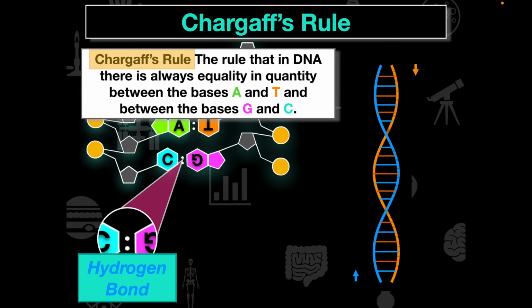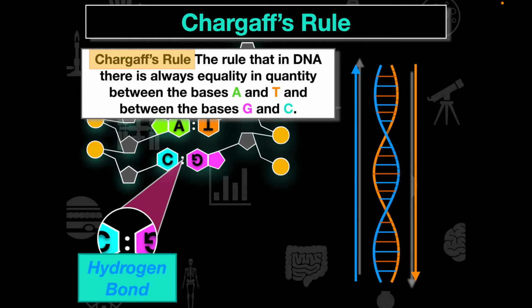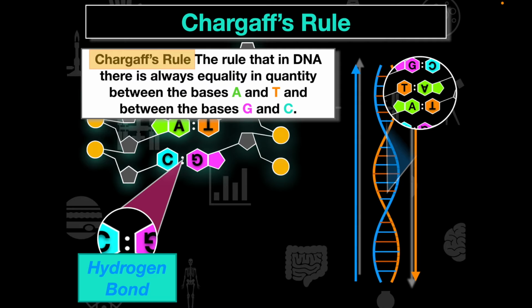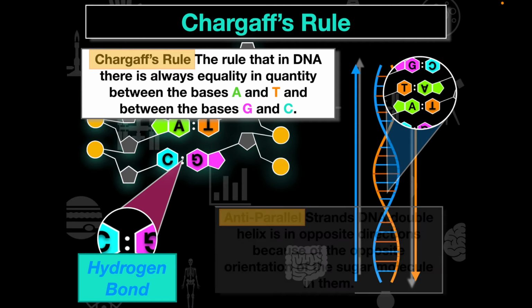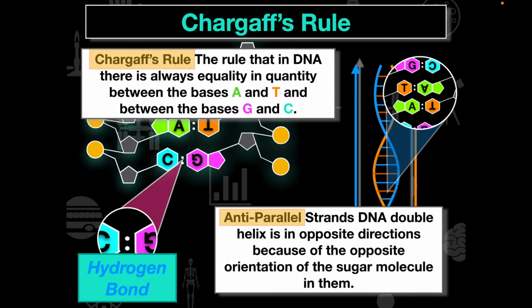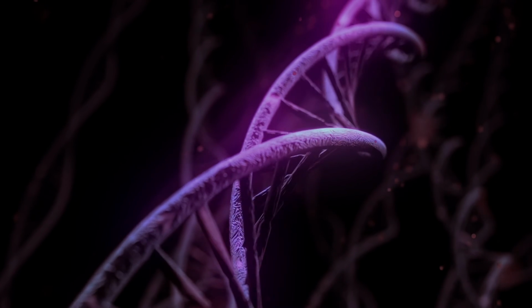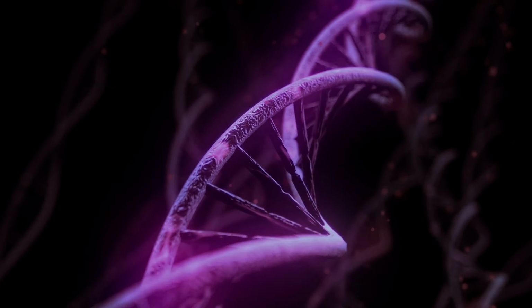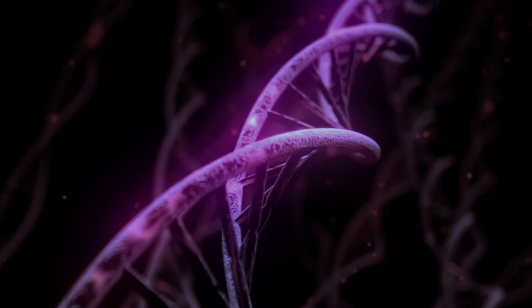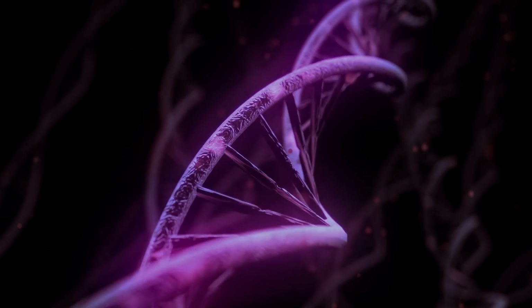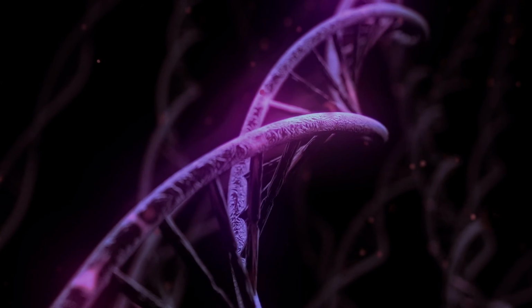And DNA is going to form in this double helix, moving in an anti-parallel fashion. Now, what do I mean by the word anti-parallel? Well, anti-parallel strands are strands of DNA double helices running in opposite directions. And because of the opposite orientation of the sugar molecule, we see this anti-parallel feature. Now, this is important because Chargaff's rule again explains this process and explains how DNA is wound.